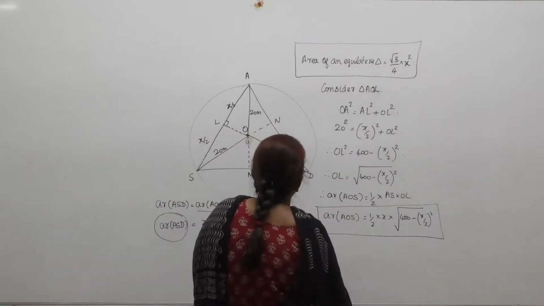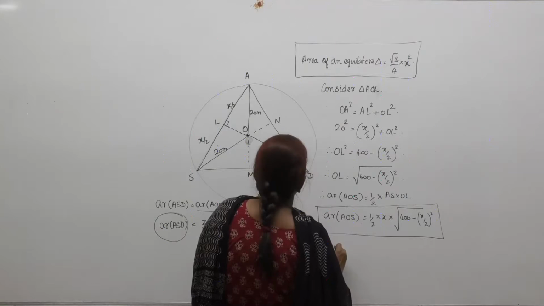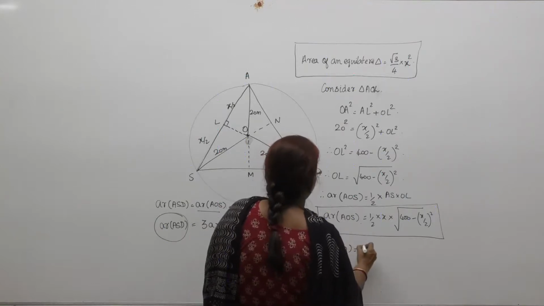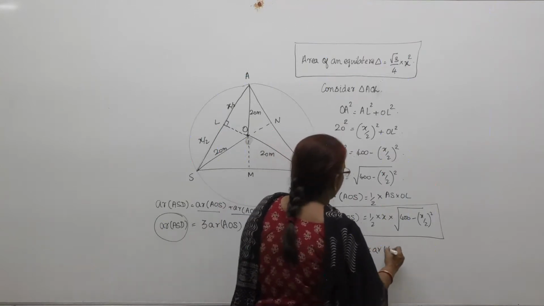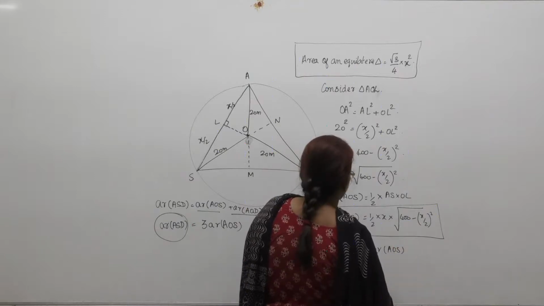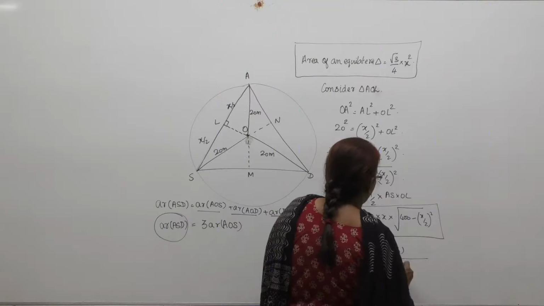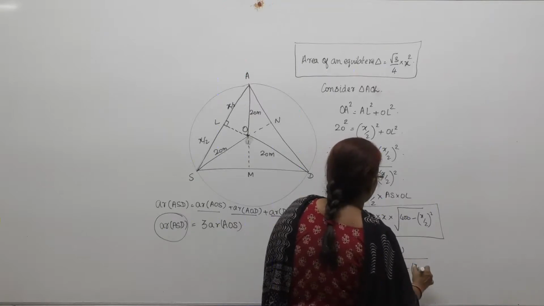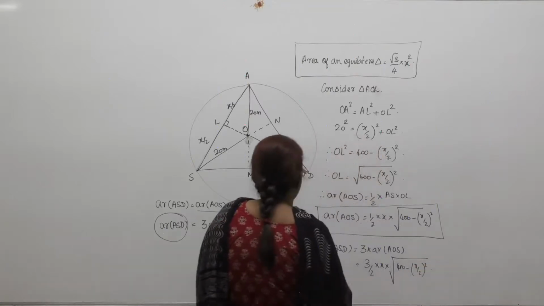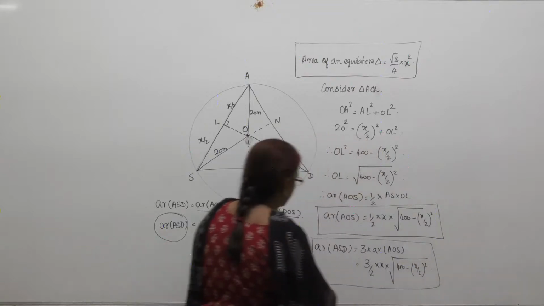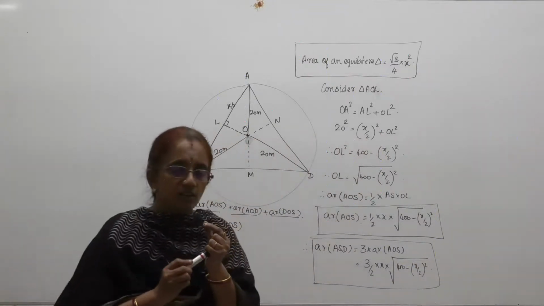So therefore area of ASD is equal to 3 into area of AOS, which is 3 by 2 into x into square root of 400 minus x by 2 the whole square. Okay, so this is area of ASD. Do you understand, girls?